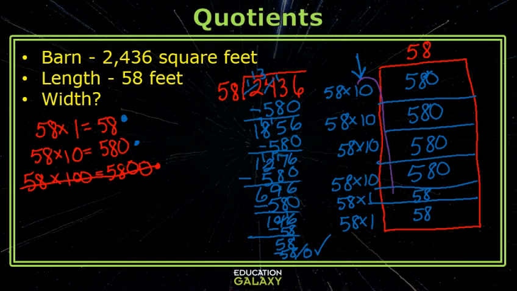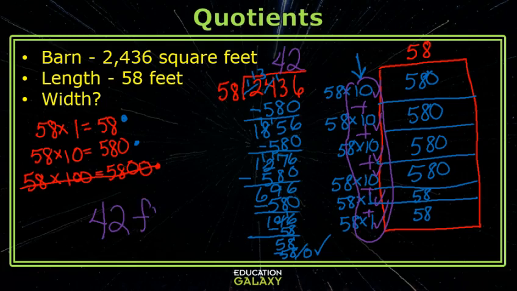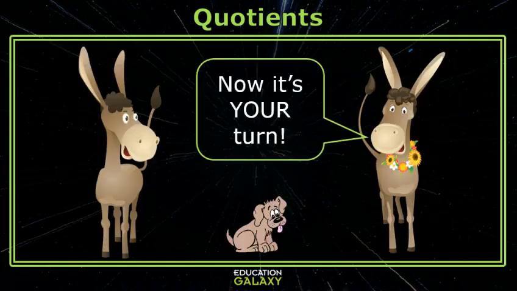The last step is to add my partial quotients to get my final answer. So I have 10, 20, 30, 40, 41, 42. So the width of the barn is 42 feet. Okay, kids, now it's your turn.